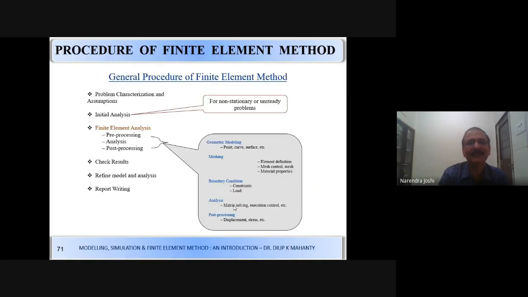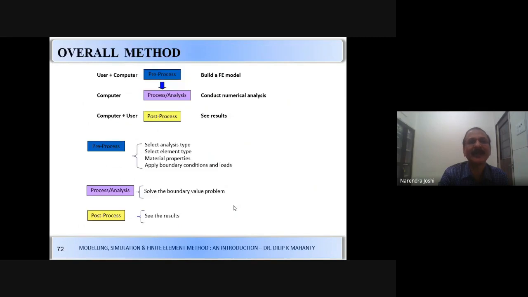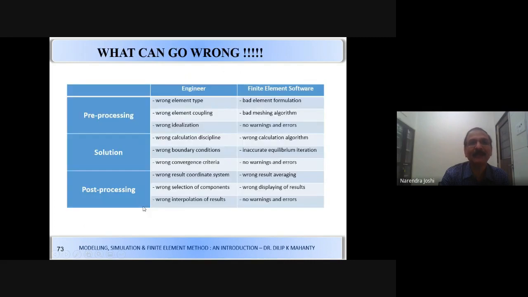This is the general process of the whole thing. Overall method: user, computer, pre-processing, computer processing analysis, these are the things being done at each stage, and results come out. What can go wrong? In the pre-processing stage, as an engineer, I can choose a wrong element type, wrong coupling, wrong idealization. Software can also be wrong, since it is developed by human beings. We have to take care of this. Solution time also. Wrong calculation discipline.